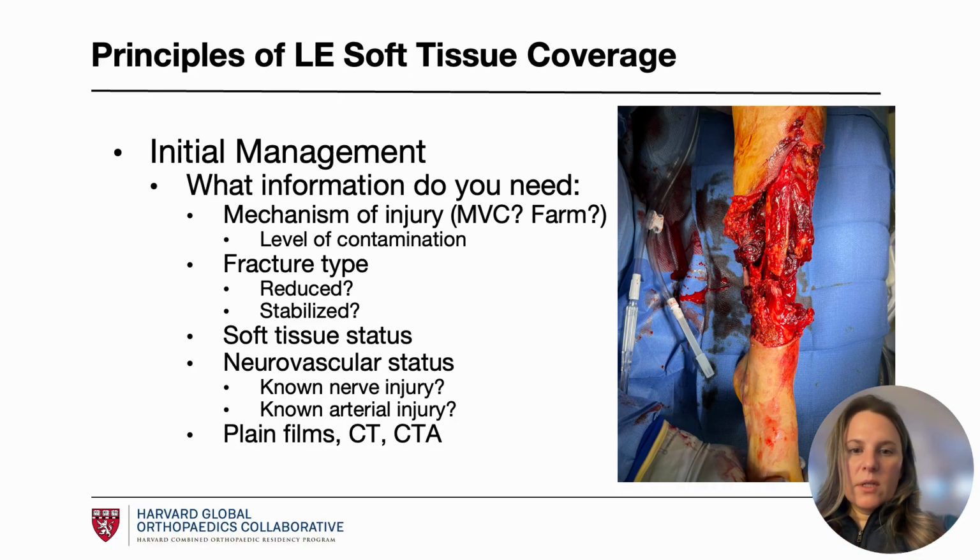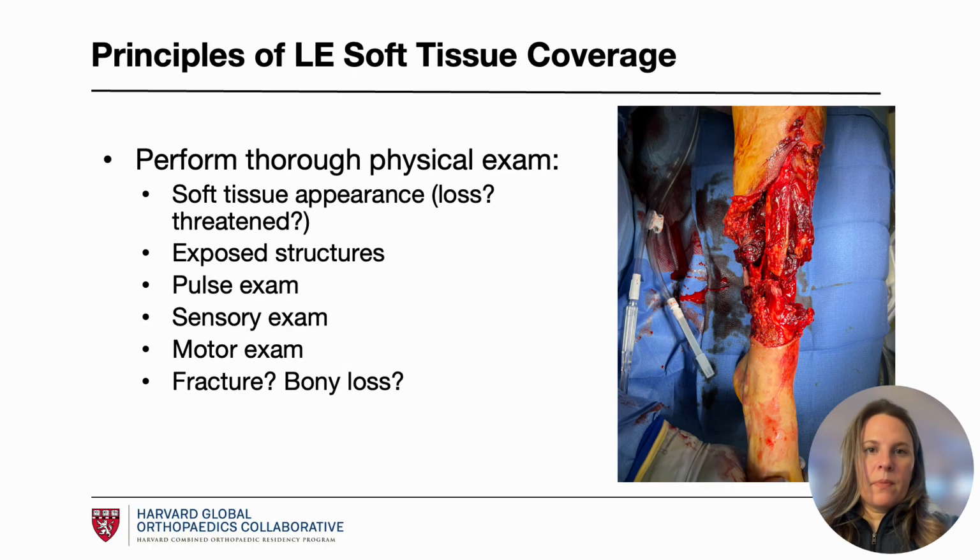Has it been reduced? How is it going to be stabilized? What the soft tissue status is. Has it been debrided? Is there a lot of threatened tissue? Obviously, the neurovascular status. Is there a known nerve or arterial injury? And then finally, obviously, you'll have plain films, but if you can get a CT and a CT angiogram, those can be very helpful for planning your reconstruction.